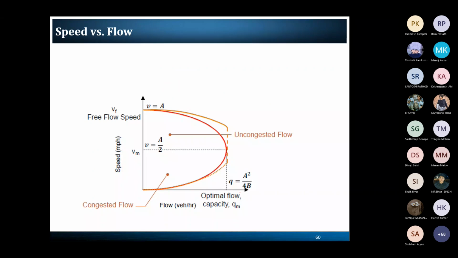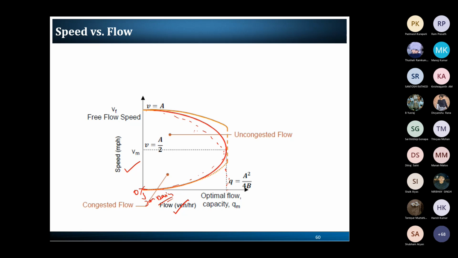The same relationship we have studied combinedly can be plotted between the flow and the speed. The same concept has been adopted here. The vehicles move from free flow to the yielding flow, that means the optimum flow capacity. This is the congested flow. Once it goes beyond that optimal flow, it creates the congested corridor, which ultimately affects the speed. At the congested point, the speed becomes zero. So this is nothing but your jam density also.